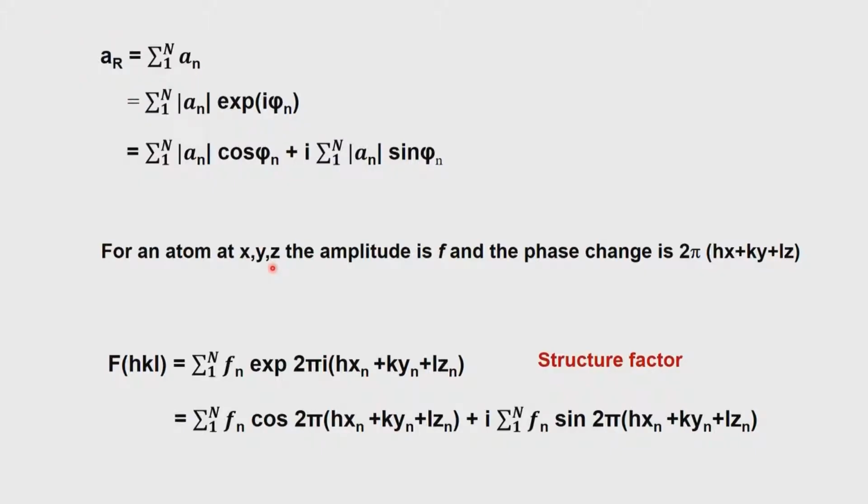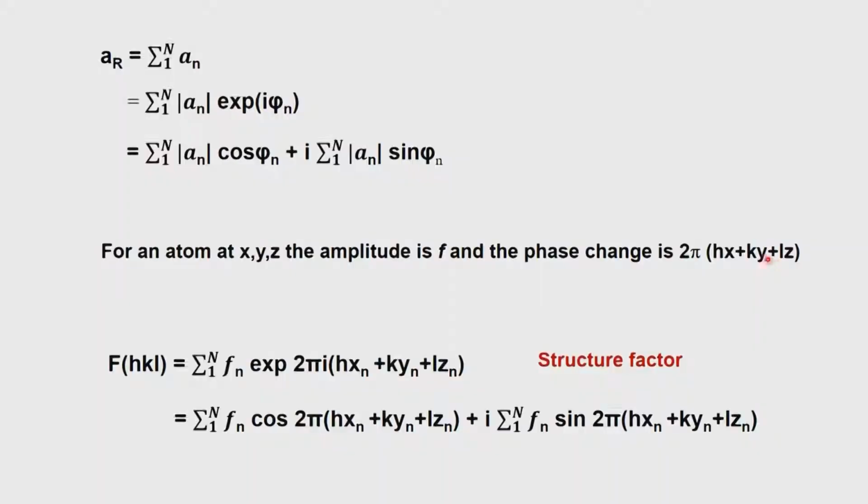So, for an atom at xyz, the amplitude is f and the phase change is 2 pi, which we have calculated in the previous classes to be 2 pi (hx plus ky plus lz). This we worked out with the fact that it can be done for any plane HKL and any position of the atom x, y and z. So, if there is an atom at xyz, the amplitude of course is always f, depending upon the content of the electron density at that position vector x y z. So, if there is a carbon atom, there will be 6 electrons, nitrogen atom 7 and so on.